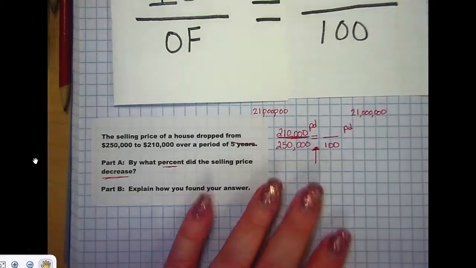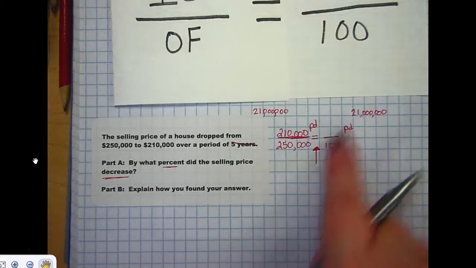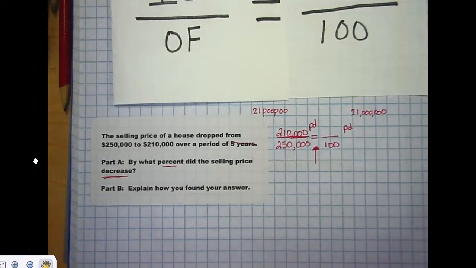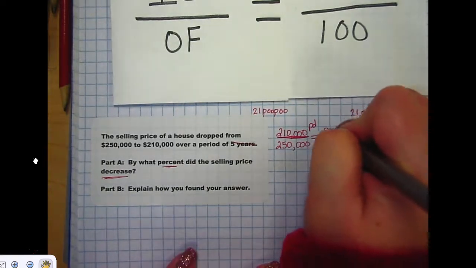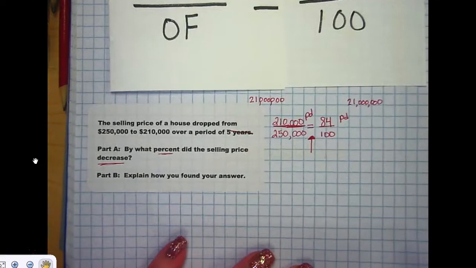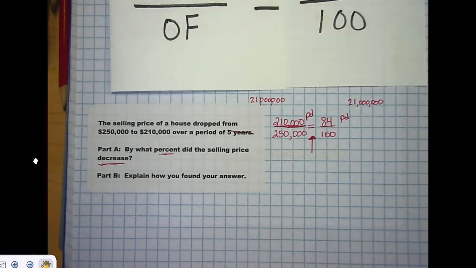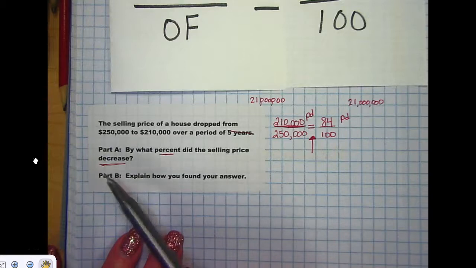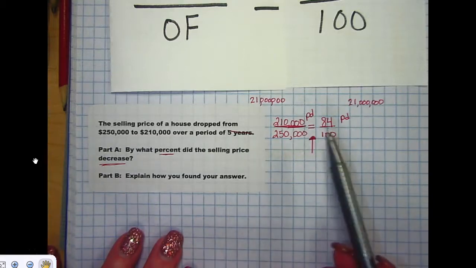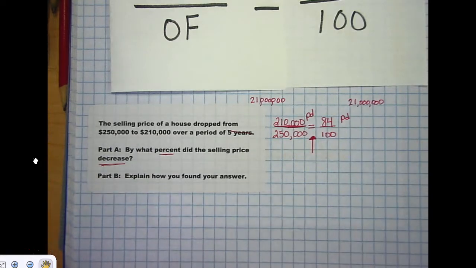And so what's the math I do there? Divide it by 250,000. What do I get? 84. So we paid 84%. Is that my answer? No, because it wants to know the percent of the decrease, not the percent that we paid. So there's one more step.